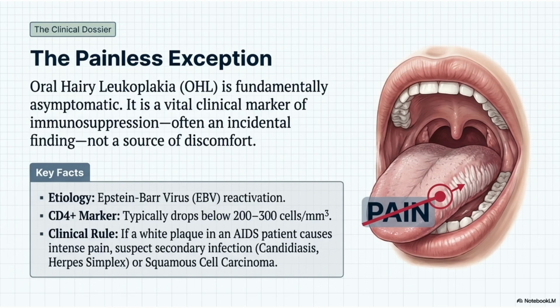Right, and here are your key points. Oral hairy leukoplakia is driven by Epstein-Barr virus. It favors the lateral borders of the tongue due to microtrauma. It cannot be scraped off. And crucially, it is asymptomatic and painless.